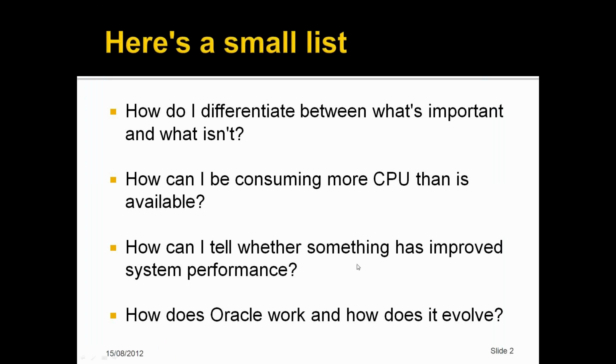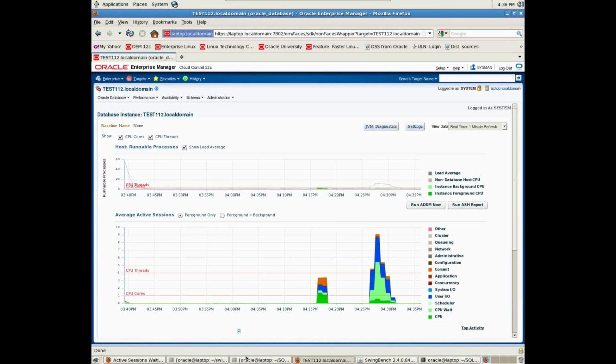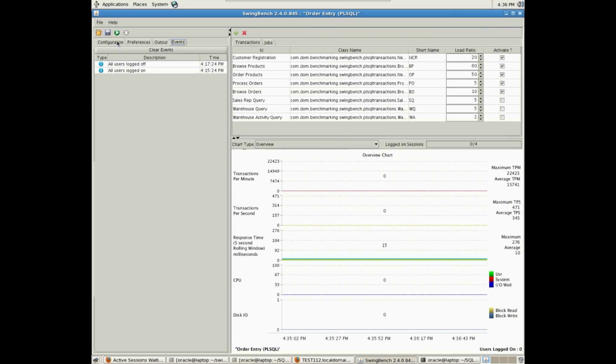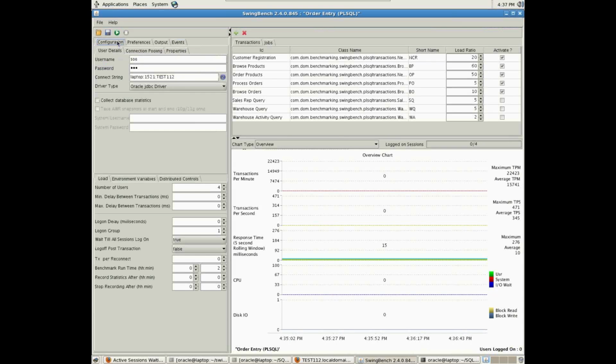Okay, this one. How can I tell whether something has actually improved performance at all? Let me show you this example here. What I'm going to do is run another Swingbench benchmark, and I'll run the same thing for 2 minutes.